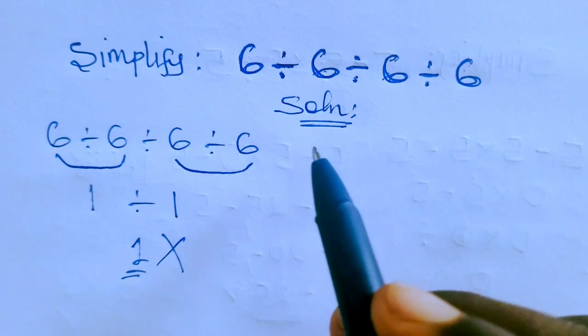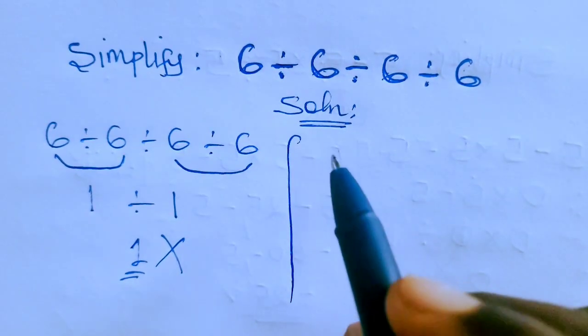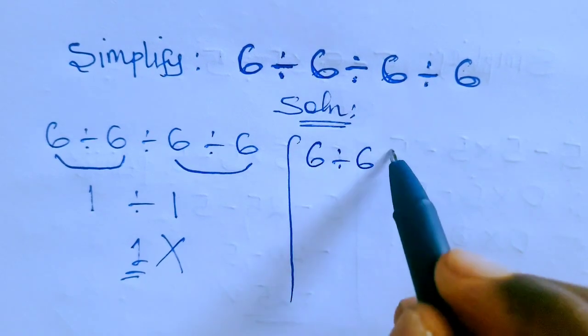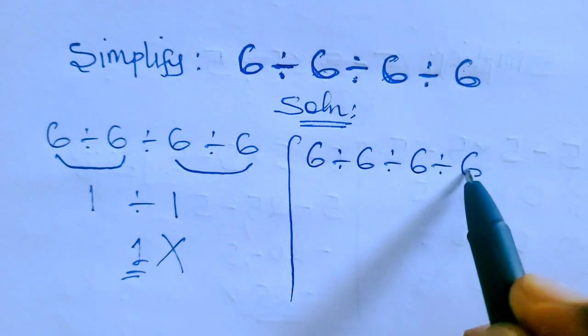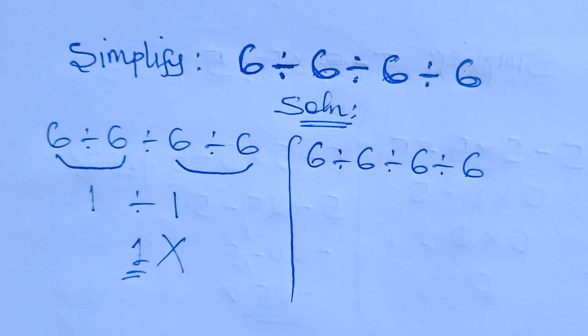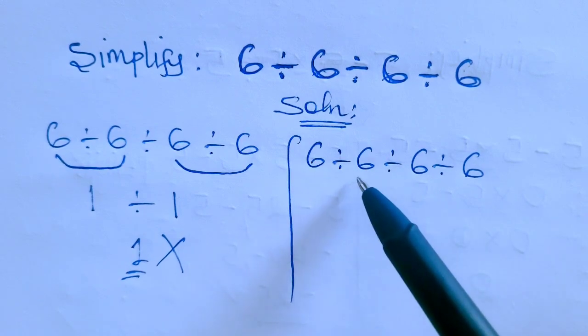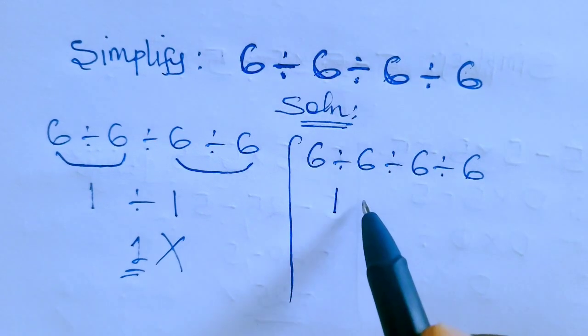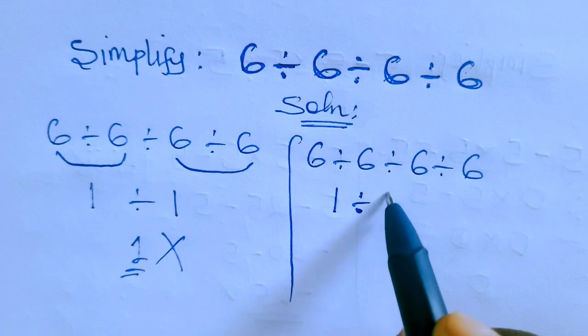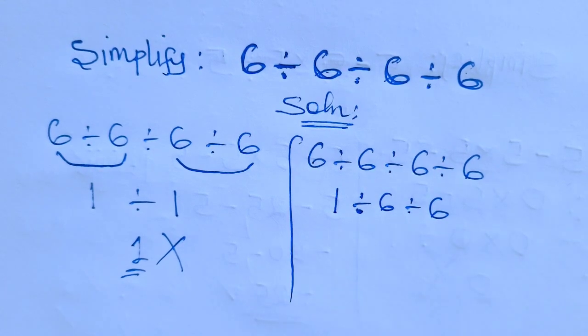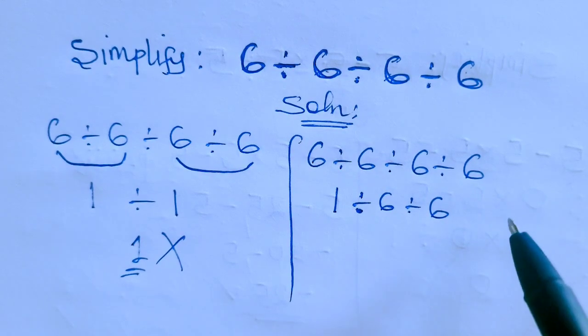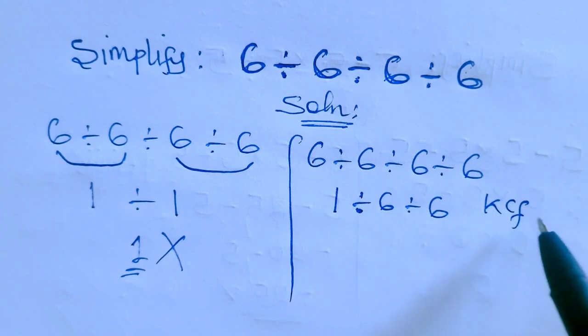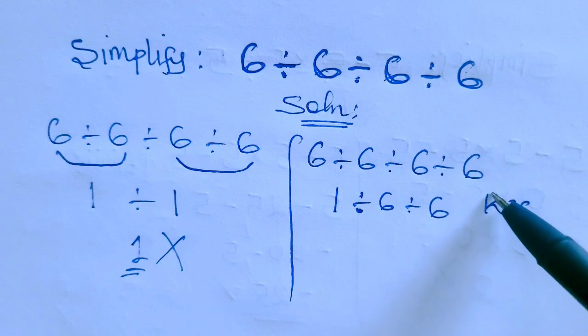To get this correctly, you need to apply this. We have 6 divided by 6 divided by 6 divided by 6. Now since this is all division, what you need to do first is divide this first. 6 divided by 6, that will give 1. And we have here 1 divided by 6, then we divide by 6. Right here, we are going to apply KCF. K means keep, C means change, and F means flip.